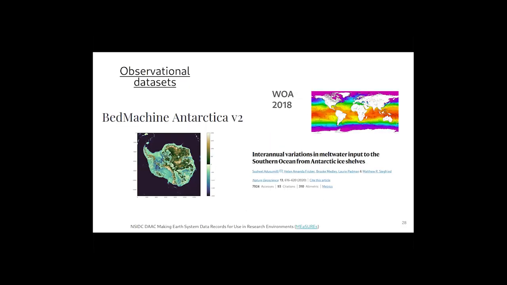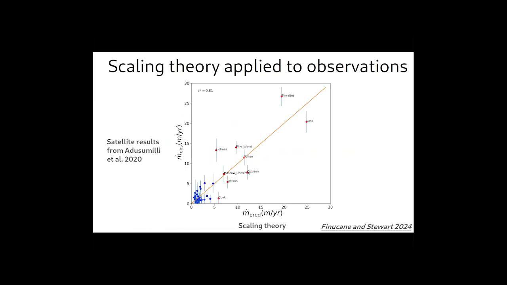And so then we applied our scaling theory using BedMachine 2 as inputs for the ice shelf slope and the dominant bathymetric obstacle, and World Ocean Atlas data for the hydrographic data offshore. So that's decadally averaged temperature and salinity, which gives us information about the stratification and the heat content. And we're taking that only from the 2,000 meter isobath. So yeah, quite far offshore. And then we can apply our scaling theory and compare that to satellite derived estimates of basal melt.